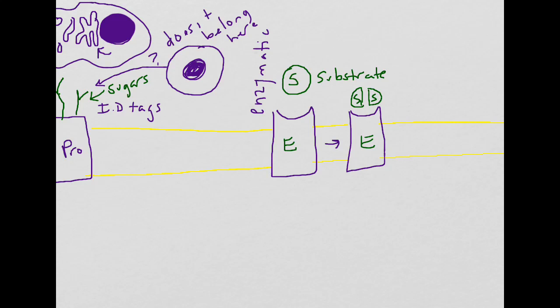All right, notice that I made these fit also like a lock and key, because enzymes are substrate specific. One enzyme, one substrate. All right, that's the third type of protein.